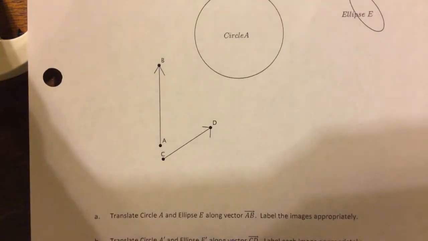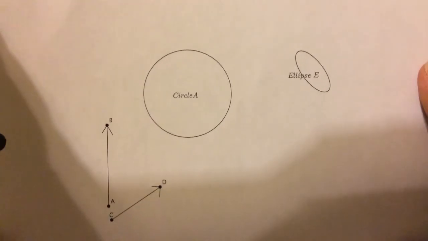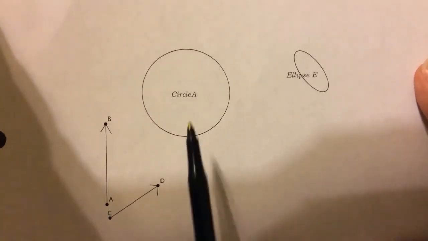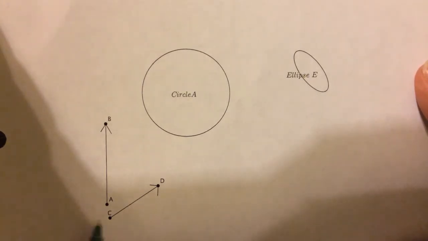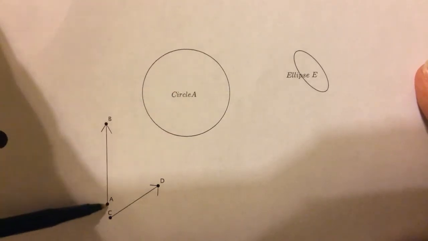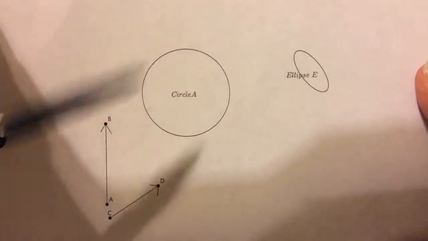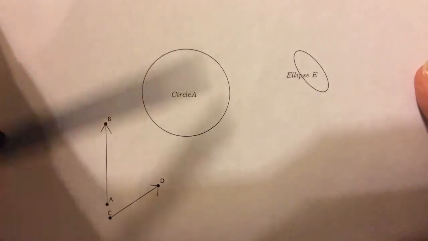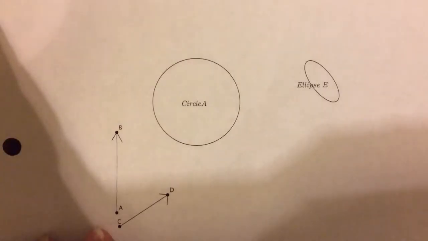Now we'll look at exercise 4. Maybe we'll do this together. Now this one, we don't have the coordinate plane to help us, but we can still work on it. So I'm supposed to translate circle A and ellipse E along vector AB. So think about what vector AB is going to do to these shapes. It's going to move it straight up this distance. So translated circle A should be up here somewhere. Translated ellipse E should be right above itself right there. So let's go ahead and do it.